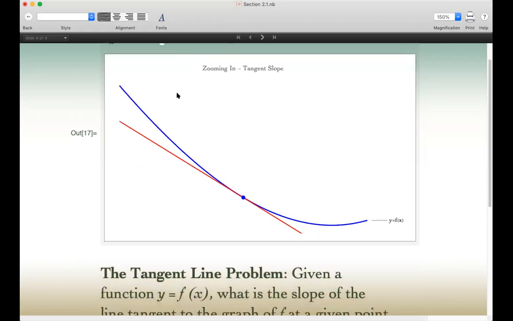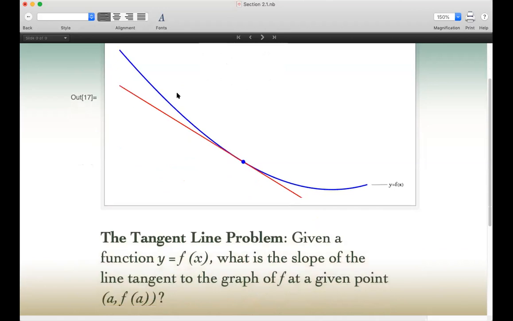Okay, so I can scroll a little bit here and let you still look at the picture while I pose: what is this tangent line problem? Well, the tangent line problem is given some function, y equals f of x. It's a given. And then you give me some point on it, a comma f of a.